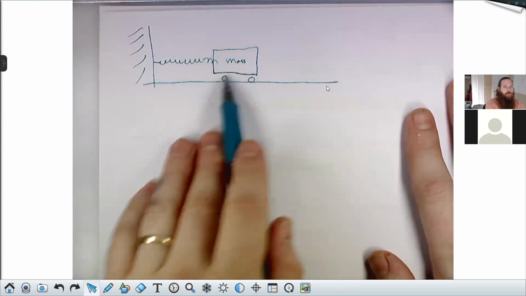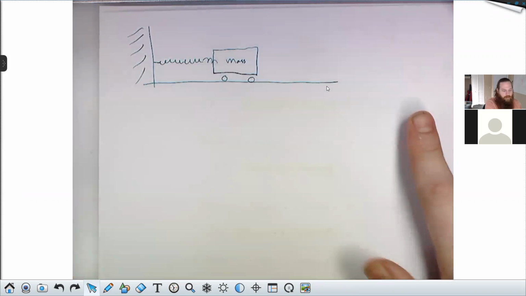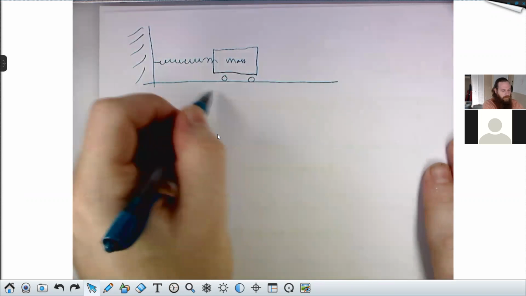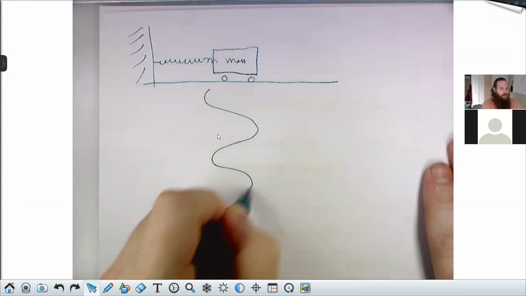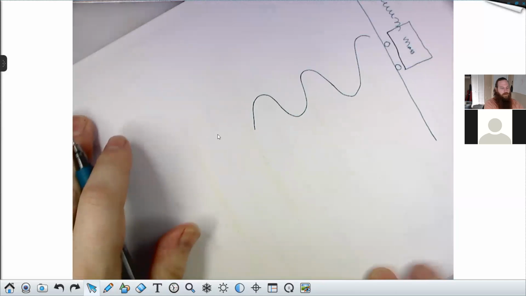And if there's no friction here and no energy lost to thermodynamics, you call it like air resistance or heat, if no energy is lost, then it'll bounce back and forth according to like a sinusoid pattern. It would be like this, which if you turn over is a sine wave.